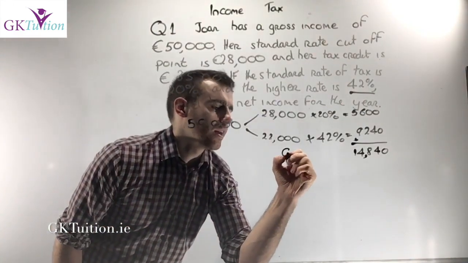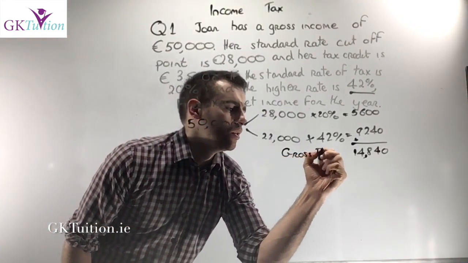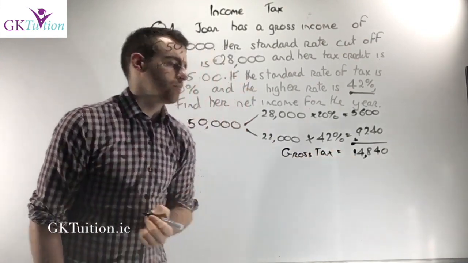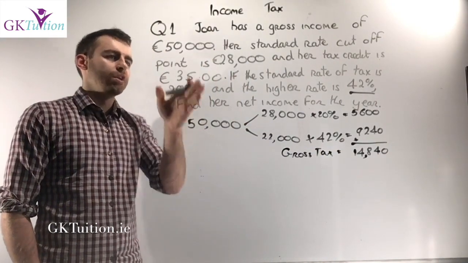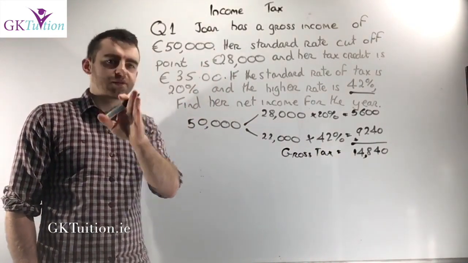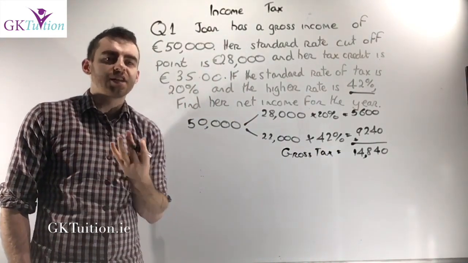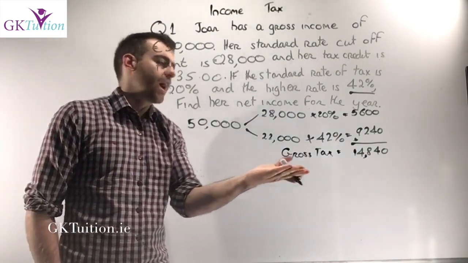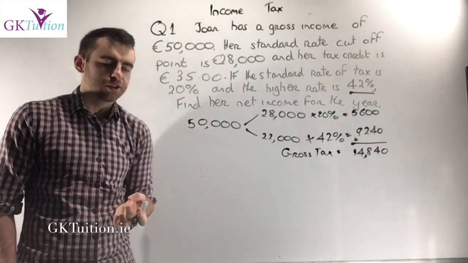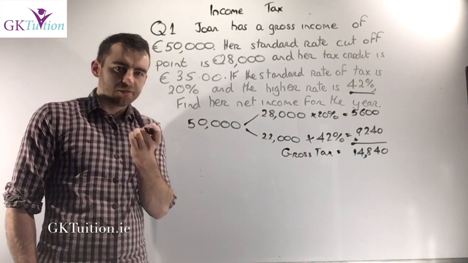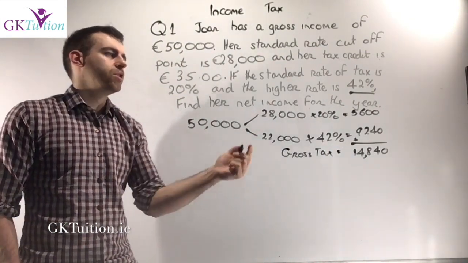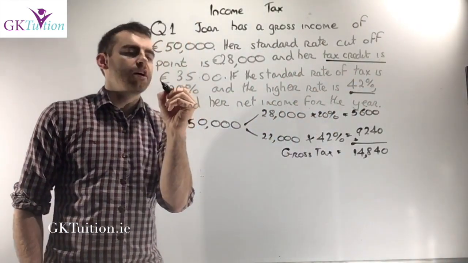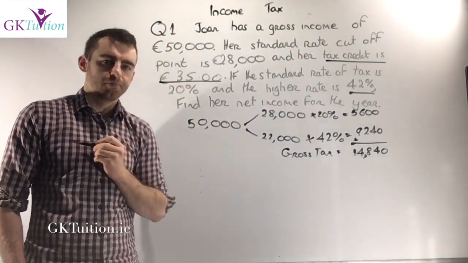This is the gross tax, and as we go through these questions, I want you in each case to write out what each one is. Remember that gross is the amount before deductions. Her gross income here was 50,000, but that's not the amount of money that she actually receives. Her gross tax is the amount of tax before deductions, but that's not the amount of tax that she actually pays, because she was given a tax credit of €3,500.